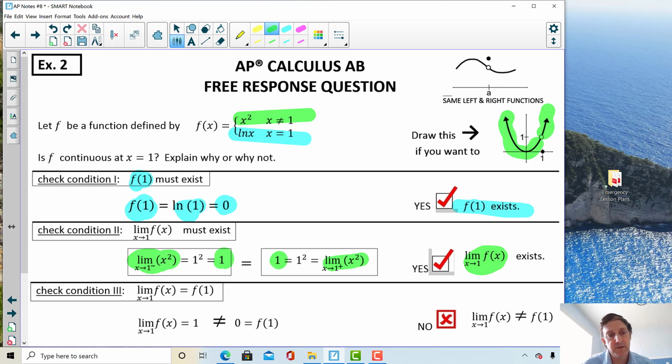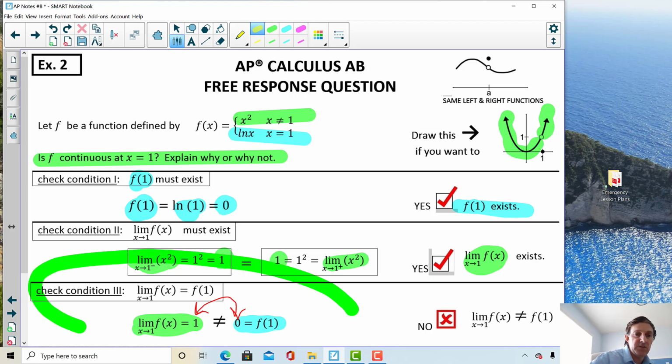Now we can look at the third condition because the first two conditions worked. We saw that f of 1 was 0, and we also saw that the limit as x goes to 1 of f of x was equal to 1. And we just want to compare those. Are they the same exact number? No, 1 is not the same as 0. So if we want to answer the question, is f of x continuous at x equals 1? We would say no, f of x is not continuous at x equals 1. And the reason would be the condition that failed. In this case, it'd be condition 3 that failed. So the reason would be because the limit as x goes to 1 of f of x is not equal to f of 1.